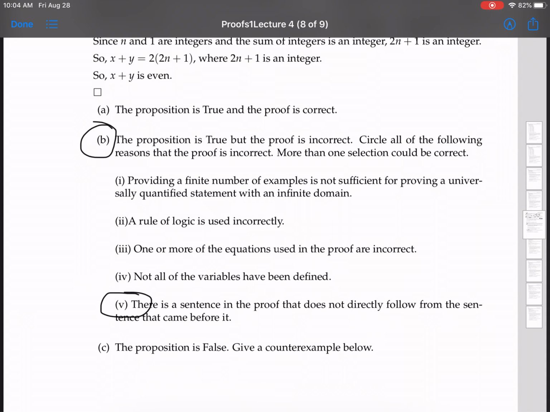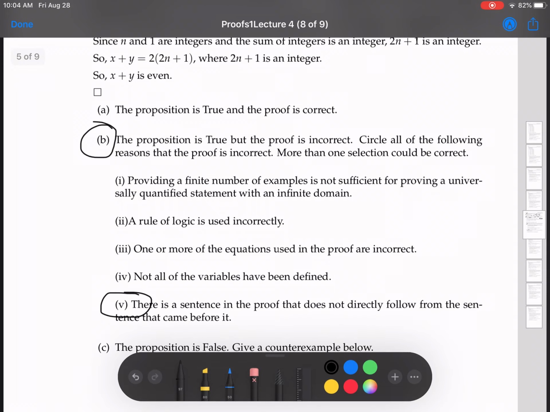You'll see that we didn't provide a finite number of examples when there's a universally quantified statement, so that's why that one's not correct. Okay. A rule of logic was used incorrectly. You'll see an example of that later. The equations in the proof are all correct. Let's look at that.